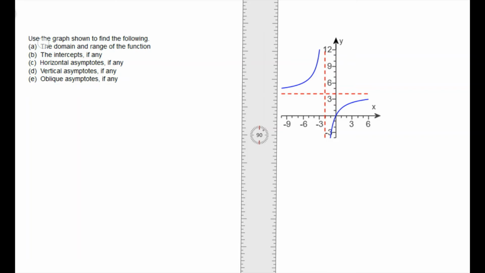The next problem says use the graph to find the following: the domain and range of the function, the intercepts, horizontal asymptotes, if any, vertical asymptotes, if any, oblique asymptotes, if any.